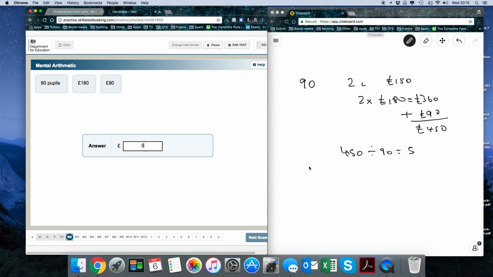There's a few different ways of doing this question. I think most people would probably do what I've done on the whiteboard. That's really why I've done it. Get a total cost, 2 coaches, 180 quid each, times them together, add on the cost of the entry to the museum or whatever it was, and then divide by 90. 450 divided by 90 should be fairly straightforward.